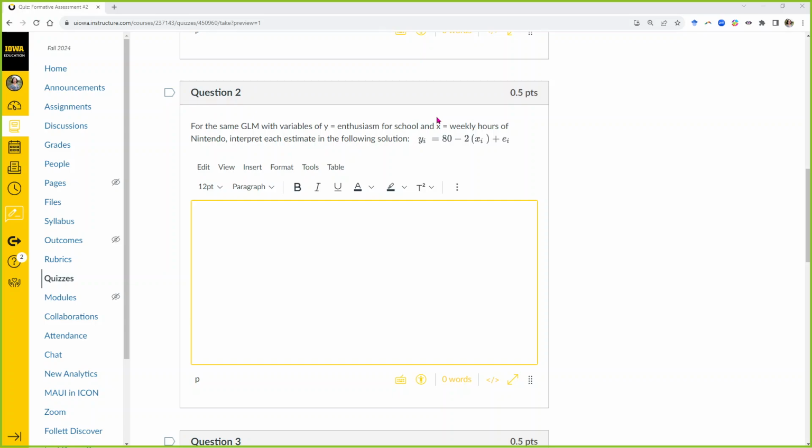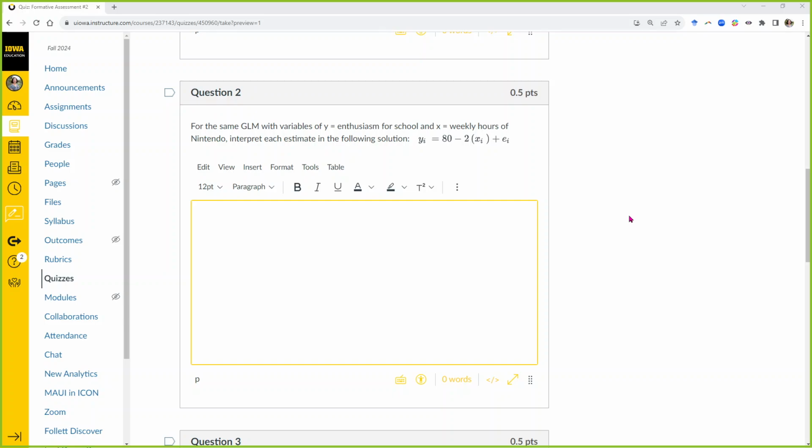So now I have questions 2 and 3. So for question 2, the same GLM with variables y equals enthusiasm for school and x equals weekly hours of Nintendo played. Interpret each estimate in the following solution. Can anyone tell me what 80 represents? Zoomers, roomers, anybody? The intercept. Yes. Can anyone tell me what negative 2 represents? Negative 2 represents the slope. Yes, exactly. What is x sub i?